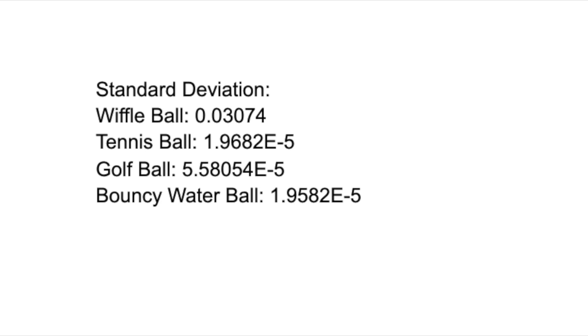Given that our standard deviations that we calculated are relatively small, we can conclude that there was very little error in our experiment, and the conclusions that we came to are correct.